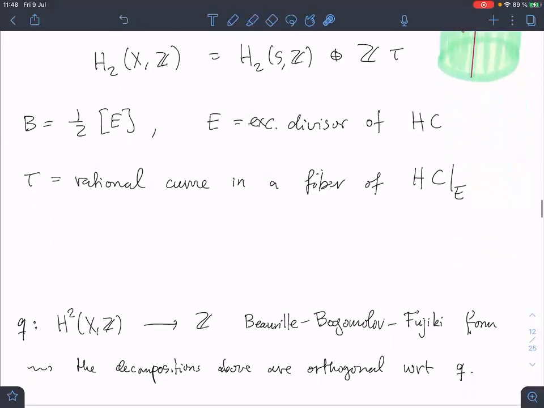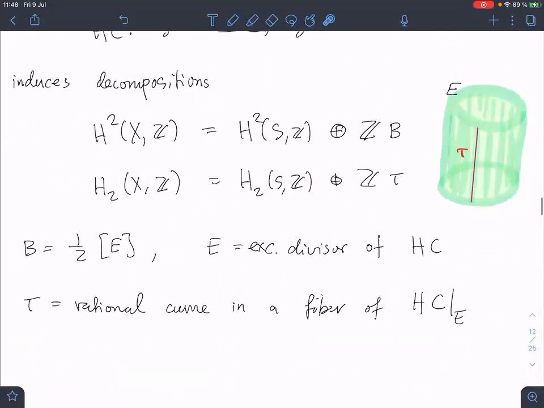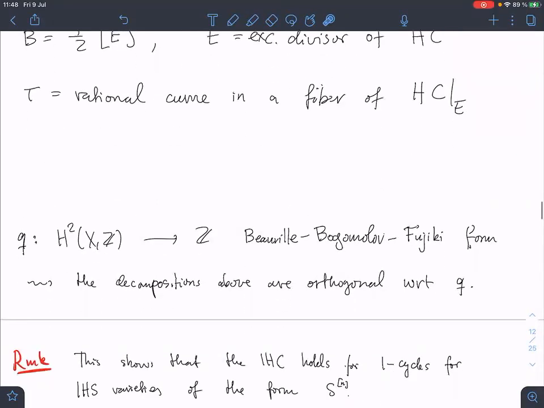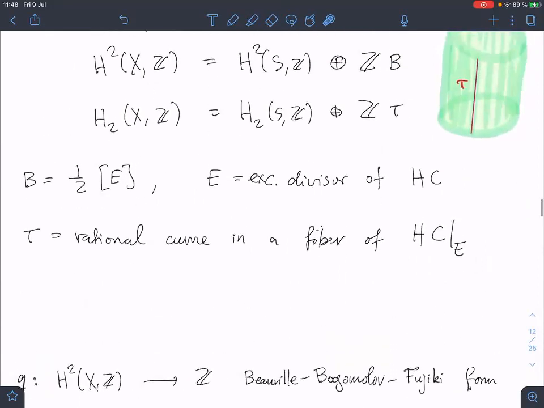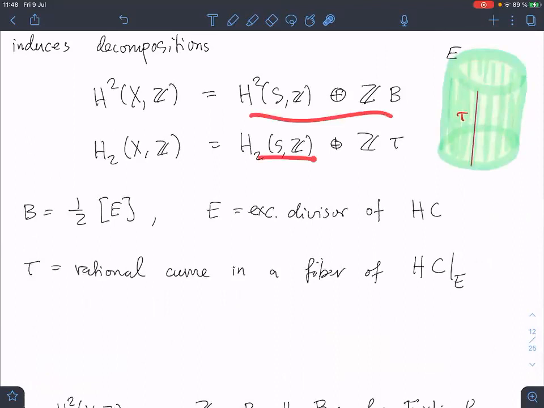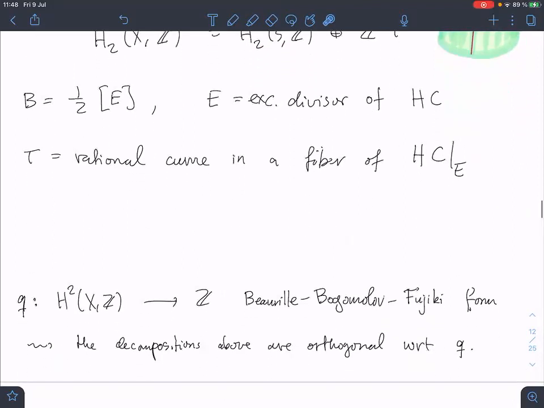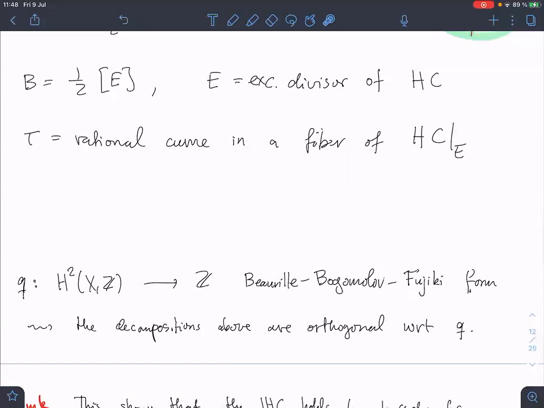Okay, so if you have a Hilbert scheme of n points on the K3, we know exactly how the cohomology looks like. And one remark is that these decompositions here are just orthogonal with respect to the Beauville-Bogomolov form on X.